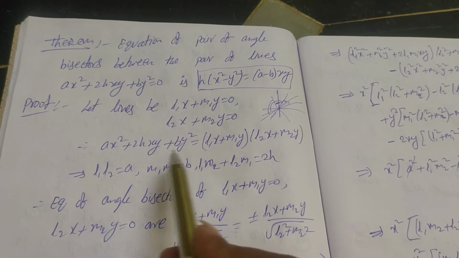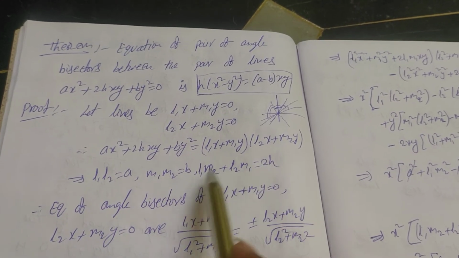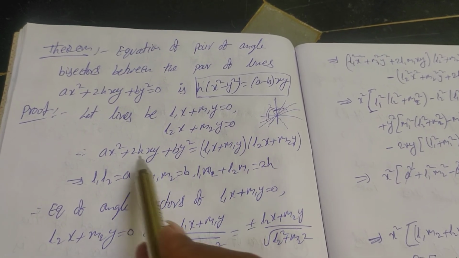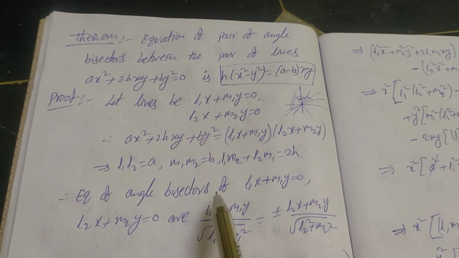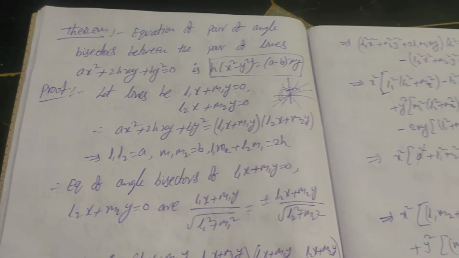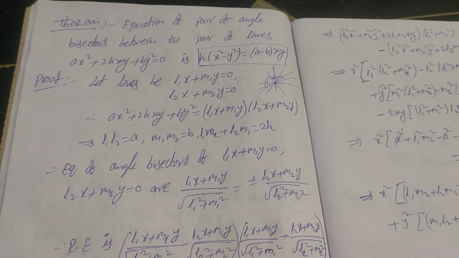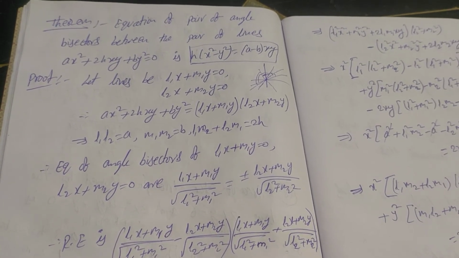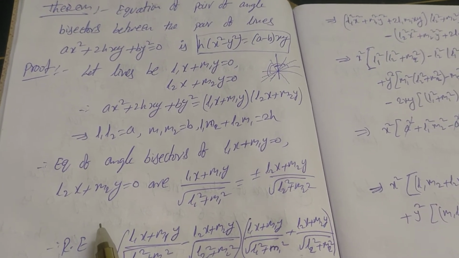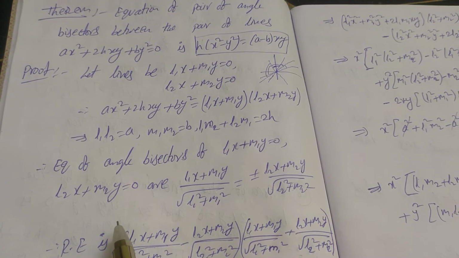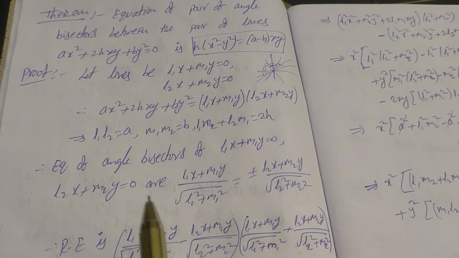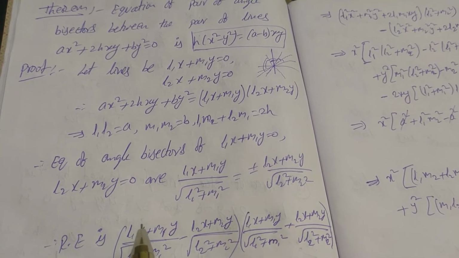So very clearly we know L1 L2 is equal to A, M1 M2 is equal to B, and L1 M2 plus L2 M1 is equal to 2H. So the equations of angular bisectors of L1x plus M1y is equal to 0, L2x plus M2y is equal to 0. The equations of angular bisectors of A1x plus B1y plus C1 is equal to 0, A2x plus B2y plus C2 is equal to 0, are A1x plus B1y plus C1 by root over A1 square plus B1 square is equal to plus or minus A2x plus B2y plus C2 by root over A2 square plus B2 square.